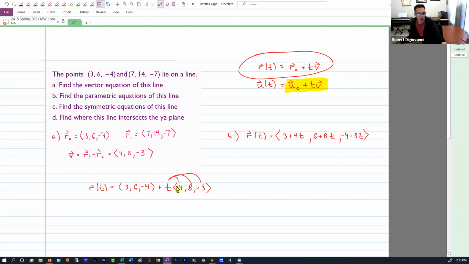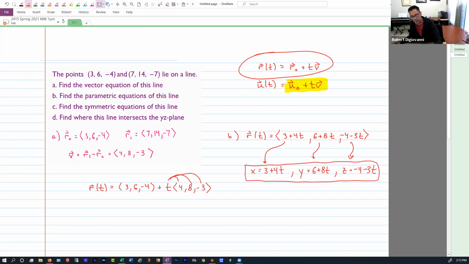Does everyone see all we did was distribute the t through and then collect and add these two vectors together? Now, this is where Caden is saying this is going to give you your first parametric equation. He gave us the parametric equations already, but I'm just taking steps here. And then this last one is z equals negative 4 minus 3t. So those are your parametric equations. There's three of them. And then part C is the symmetric.